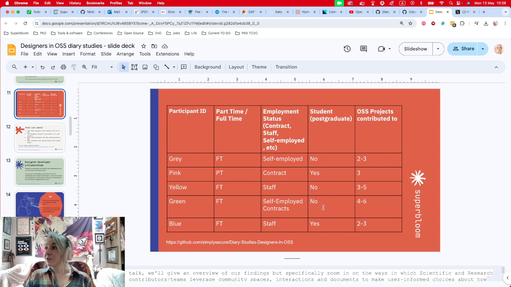There's also information on whether they are students or not, or postgraduates, some kind of educational status. And then also the quantity over their contribution life cycle. So not necessarily in the study, but how many open source software projects they have contributed to over their lifetime of contribution to open source. So there's a very different volume of projects that have been contributed to.